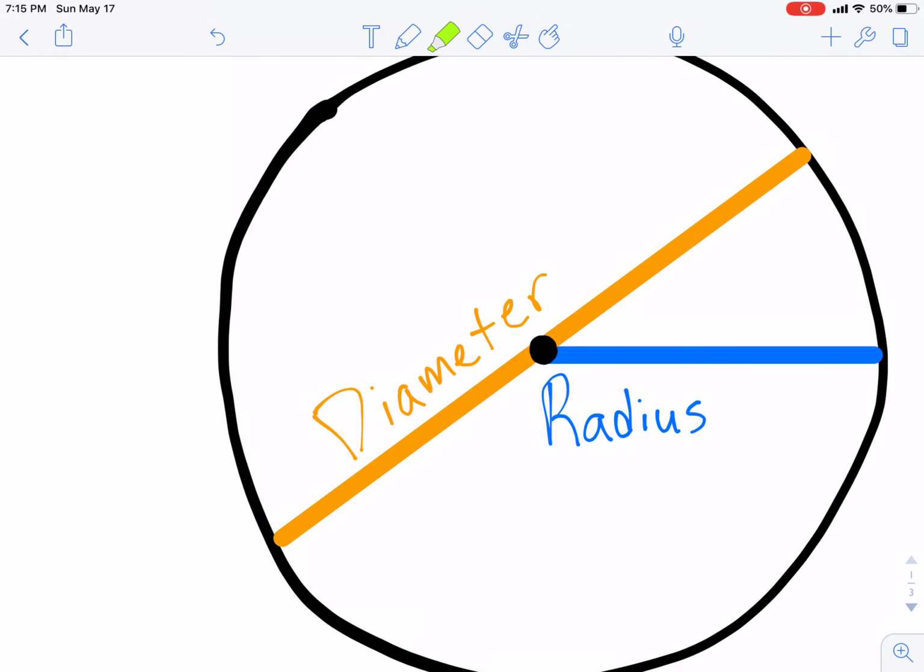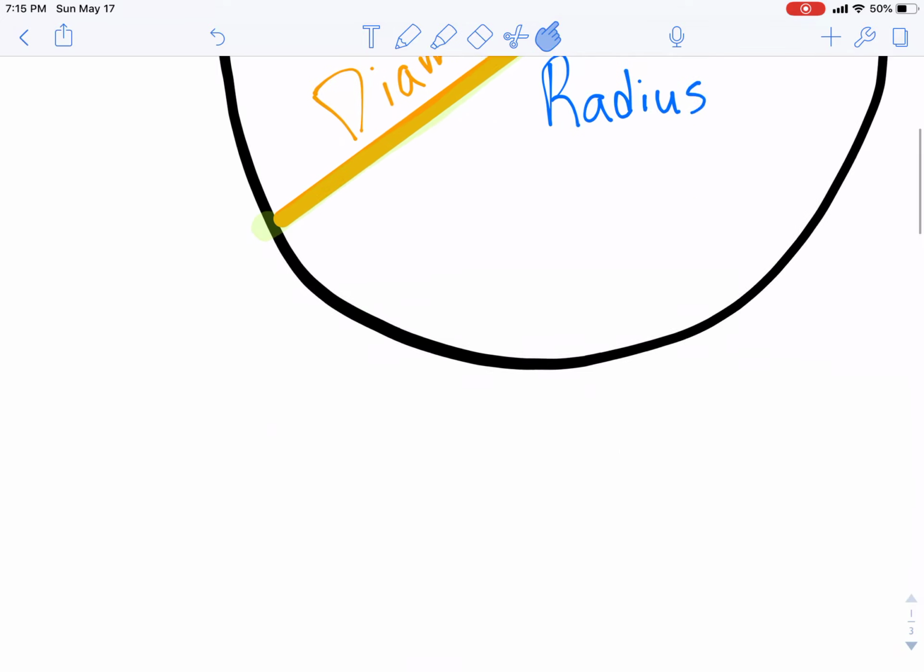Well, we already know that the radius goes from the center all the way to touching the circle. The diameter starts at one end of the circle, goes all the way through the center. That's important, and it touches the other side. Today we're going to talk about a couple new terms. One of them is going to be a chord. A chord is much like the diameter, but the diameter has to go through the center. A chord does not. Okay, radius is half the diameter.